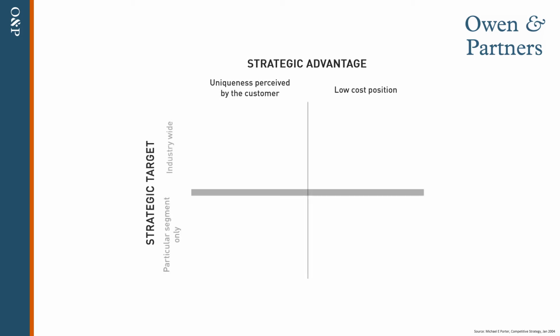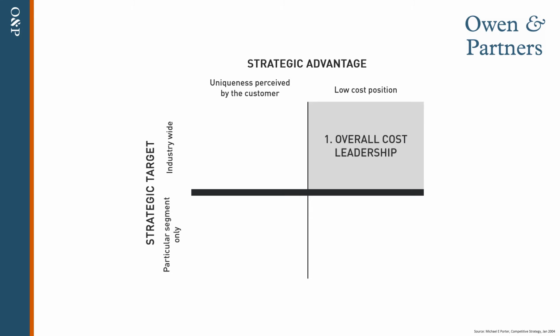Let's start with the first type, overall cost leadership. The basic premise here is that they serve an entire industry or market and build a dominant position based on cost. In these types of businesses, we usually see efficient, large-scale facilities, a vigorous pursuit of cost down through knowledge, tight cost and overhead control, and avoidance of marginal customer accounts.